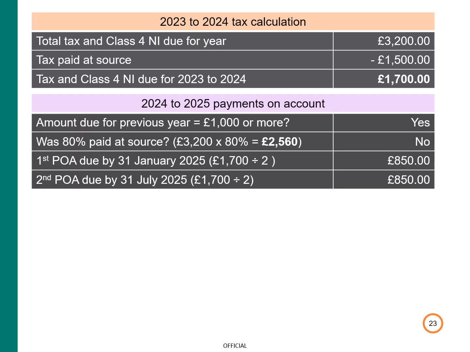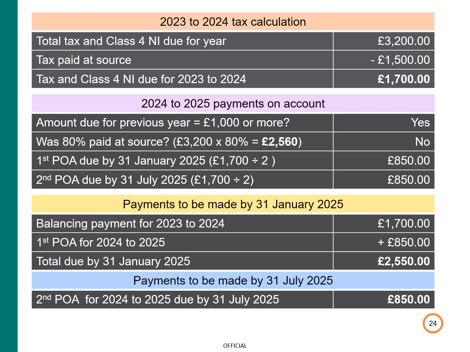Well, there is more than £1,000 tax and Class 4 national insurance due for the last tax year. Was more than 80% of the tax paid at source? 80% of the £3,200 tax due would be £2,560. So, in this case, 80% wasn't paid at source, as only £1,500 was paid in this way. So, the payments on account for 2024 to 2025 are half of the £1,700 tax and Class 4 national insurance due for last year. That's £850 each.